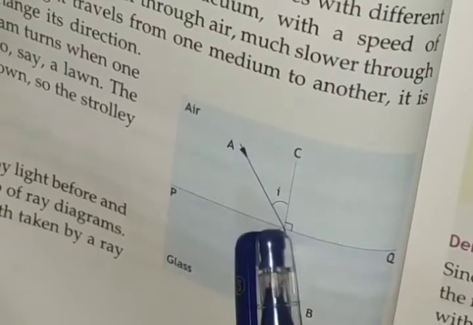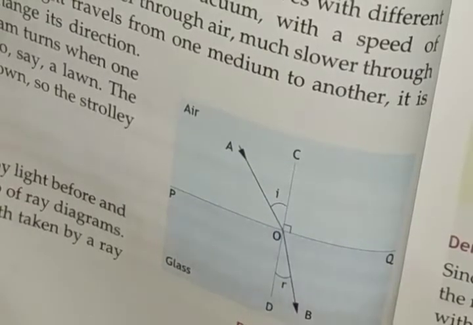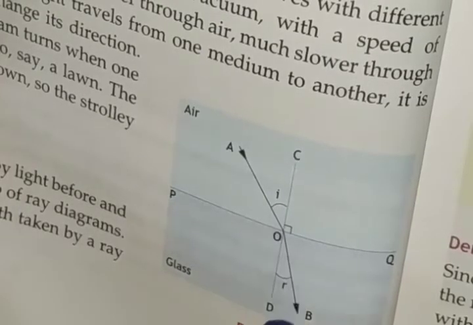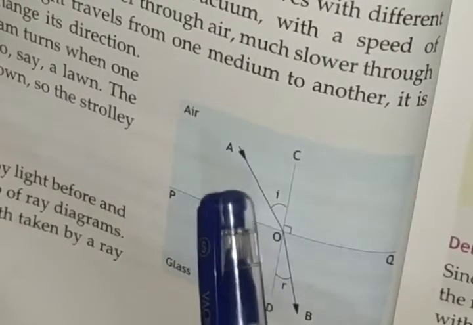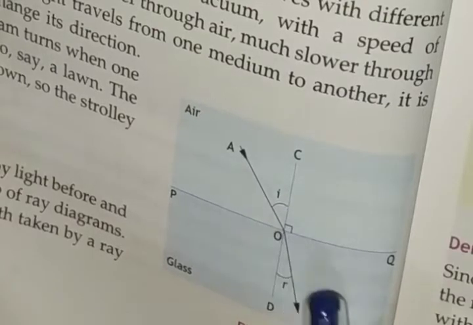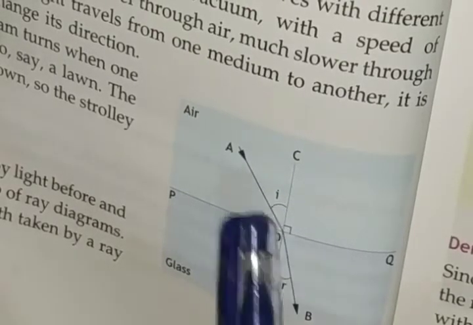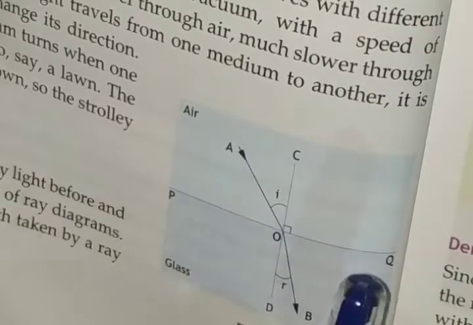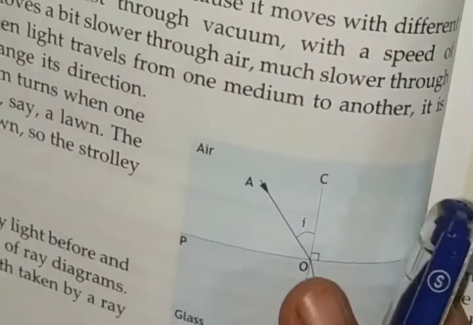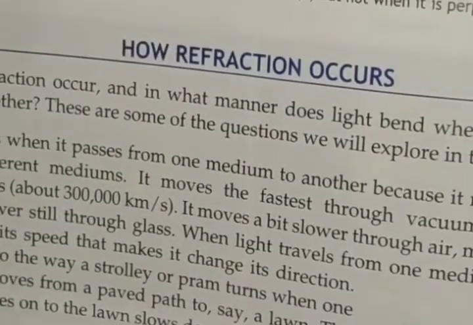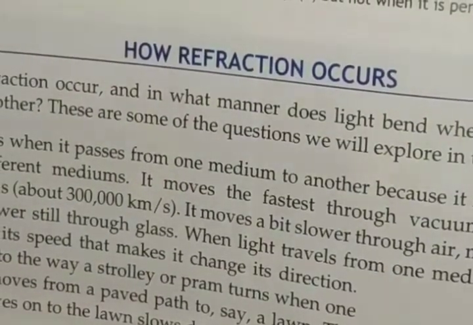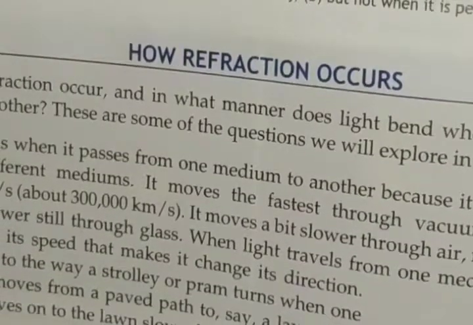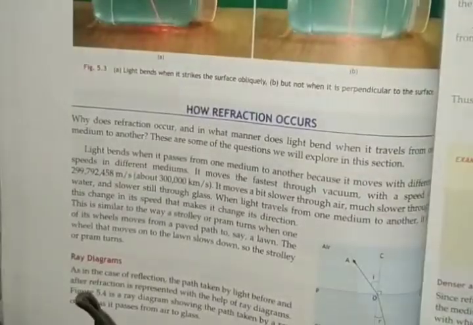So AO is the incident light, and as it passes through another medium, glass, it is bending from its path. What should happen actually? The actual path was like this, right? So it is bending from its path, OB. Okay, so we will be doing this ray diagram. I will tell you properly, but later on, once we are done with all the terminologies used in case of refraction, then I will show you the ray diagram.